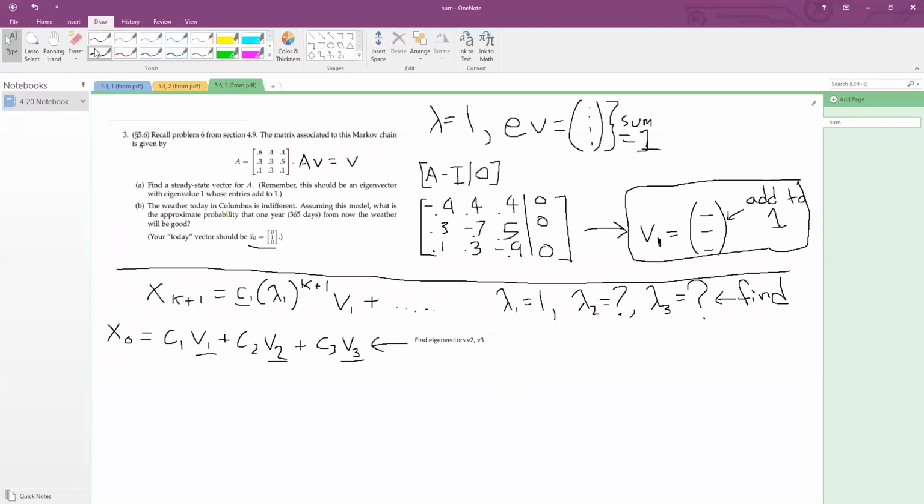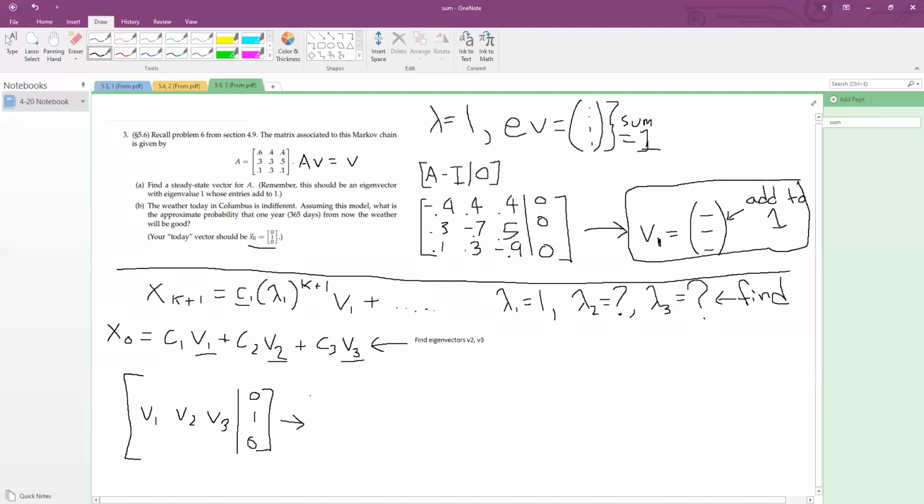Right, so, all right, you find those eigenvectors. Now you should be able to set this up as a matrix and find the C's from that. So this matrix will just look like V1, V2, and V3 in the columns. And the last column, which will be X0, X0 is given to us as 0, 1, 0. So I would reduce this, get I, and then whatever. The thing that you'll be left with are your constants, C1, C2, and C3. So this is your next step, is using these eigenvectors that you find to get your constants. Once you have that, then you can set up your equation here.